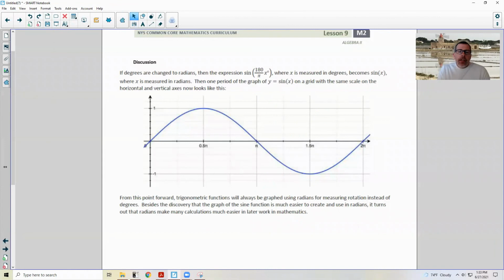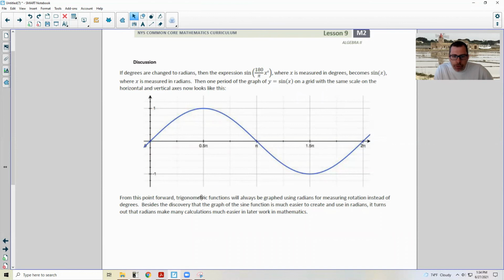Okay, page 6. If degrees are changed to radians, then the expression sine of (180/π)x degrees, where x is measured in degrees, becomes sine of x. Notice there's no degree symbol anymore, where x is measured in radians. Then one period of the graph of y equals sine x on a grid with the same scale on the horizontal and vertical axes now looks like this. So we go from -1 to 1 on the y-axis, and 0 to 2π on the x-axis.